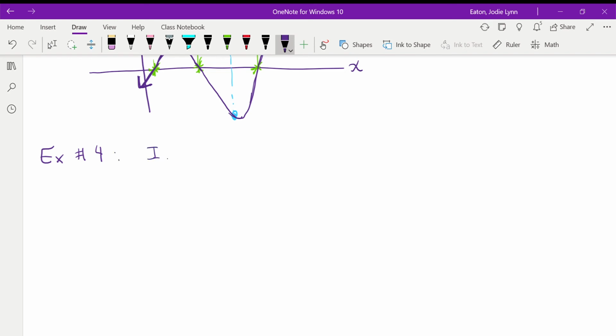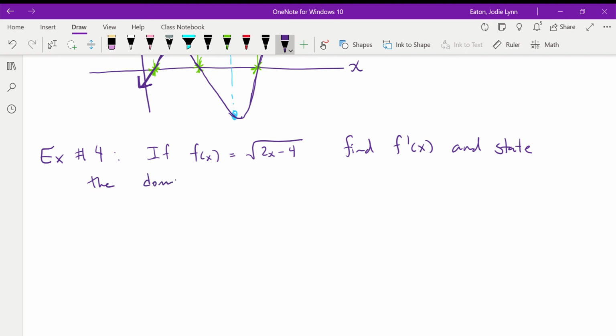If f of x equals radical 2x minus 4, find f prime of x. And we are going to find for the first time now f prime of x as a function and state the domain of f prime of x.